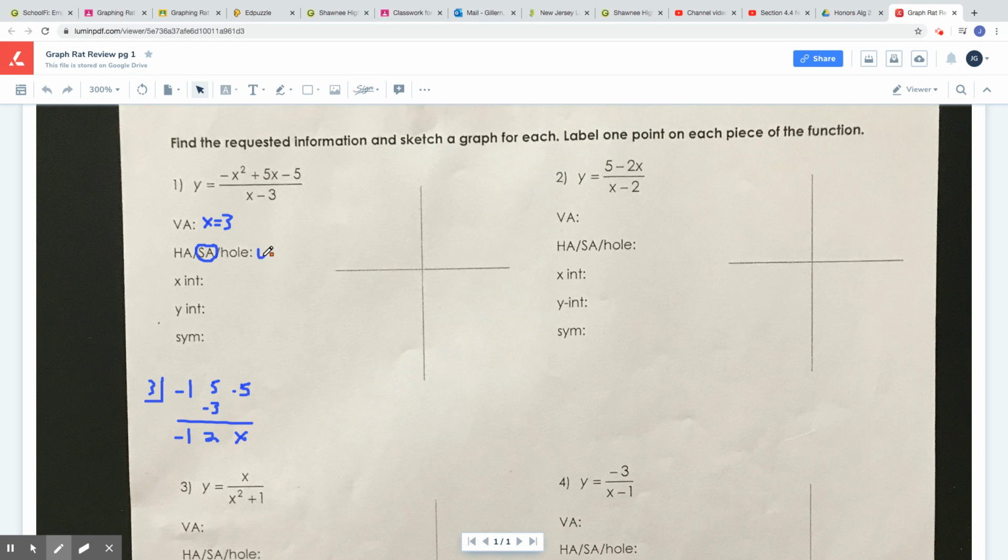So my slant asymptote is going to be y equals -x plus 2. I get that right from here. This is my constant. That is my coefficient of my x.